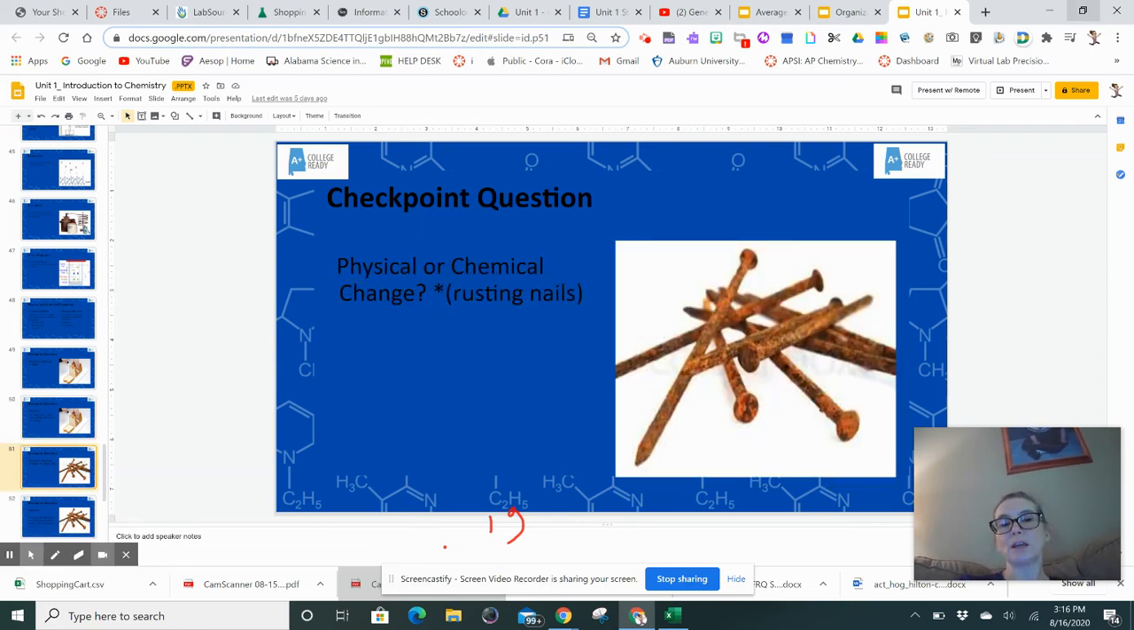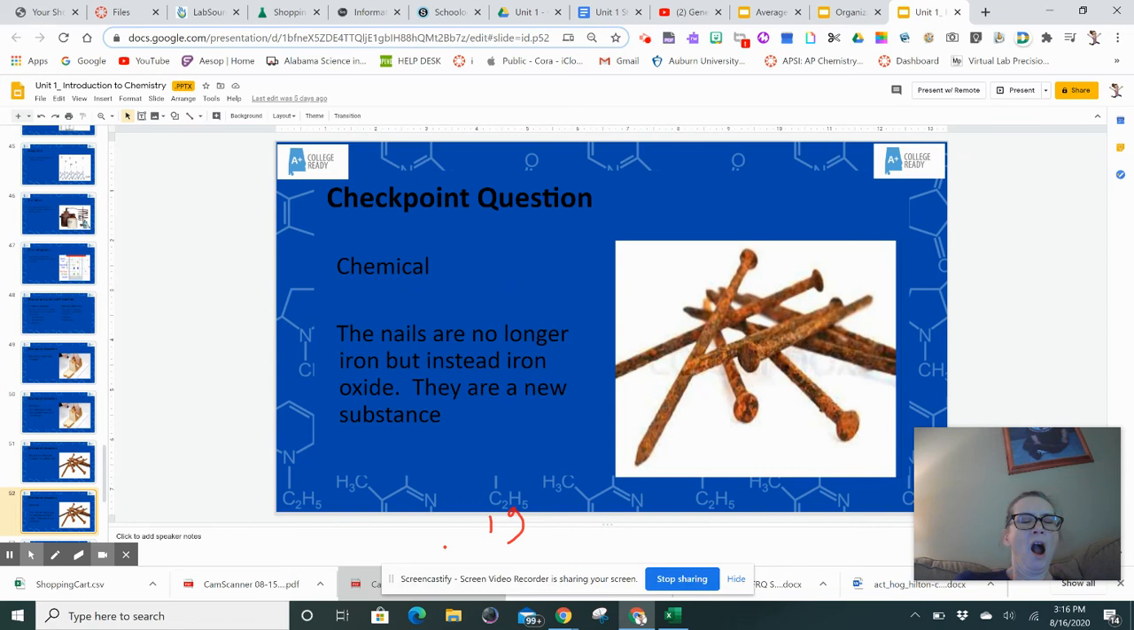So the rusting nails, is that a physical change or a chemical change? It is a chemical change. The nails are no longer iron, but instead they are iron oxide. So you have made a new compound with new properties, because they're new substances, new properties.